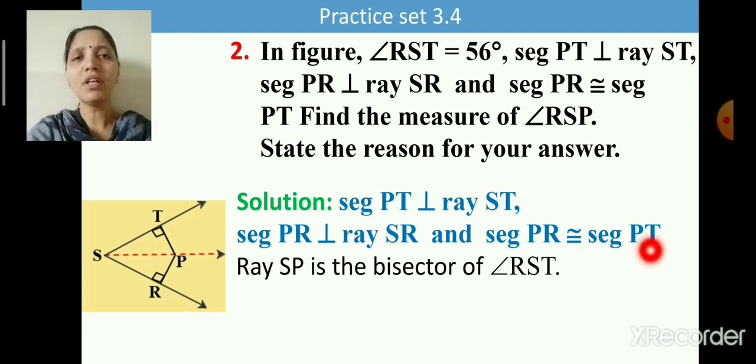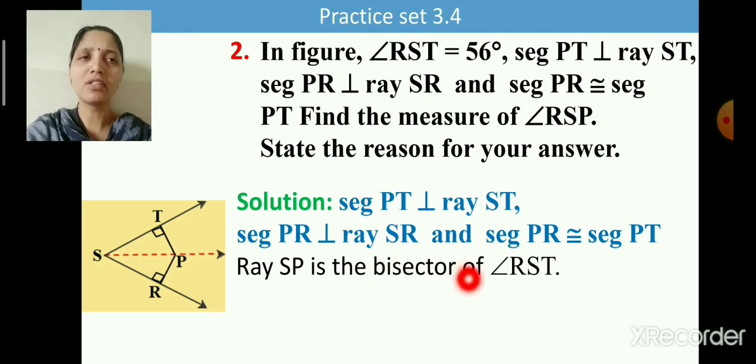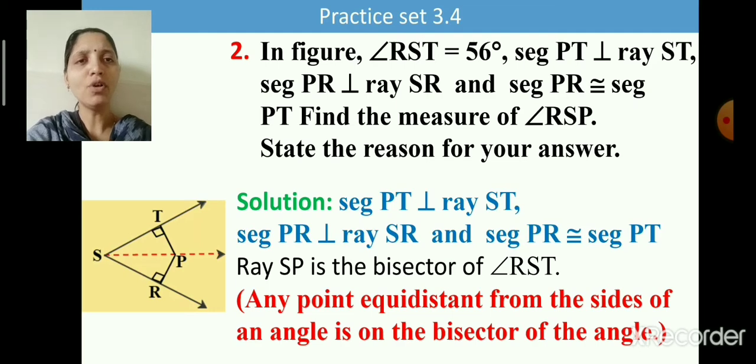Now do you remember the angle bisector theorem? Yes, in that we have learned that PT is equal to PR. So ray SP is the bisector of angle RST. Therefore, any point equidistant from the sides of an angle is on the bisector of the angle. That means it is given to us PR is equal to PT. That means this point P should be on the bisector of this angle.